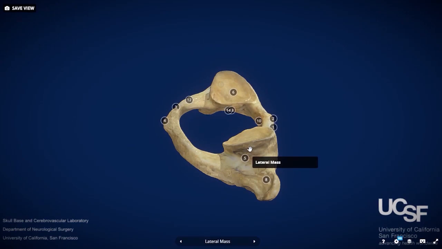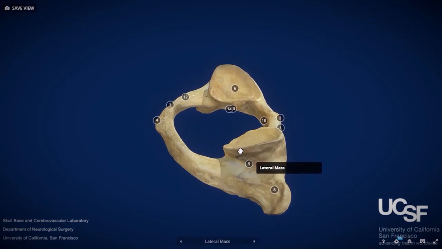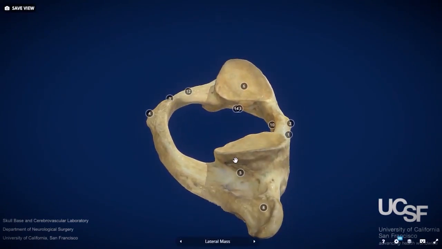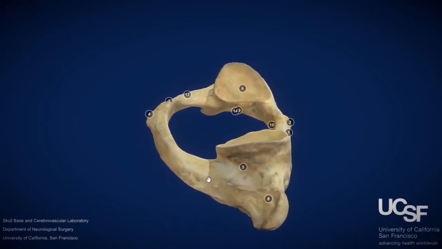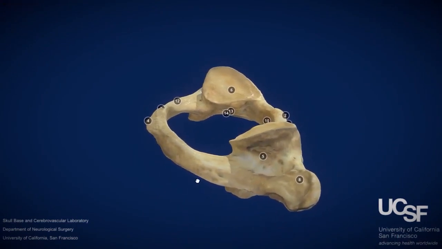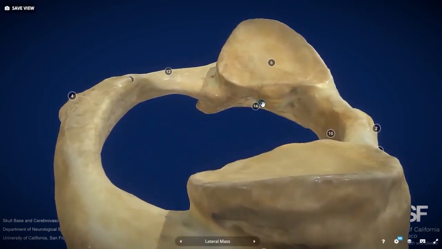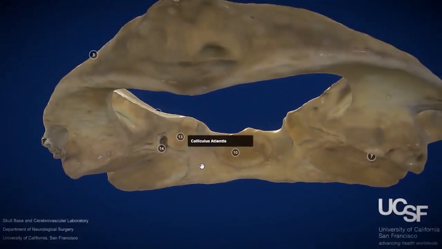The lateral masses can be found between the anterior and posterior arches, and these are also the weakest points of the vertebra, and it's a common place for fracture called Jefferson's fracture. Medial to this structure, we have the tubercle for the transverse ligament, the colliculus atlantis, that serves as an attachment for the transverse ligament.